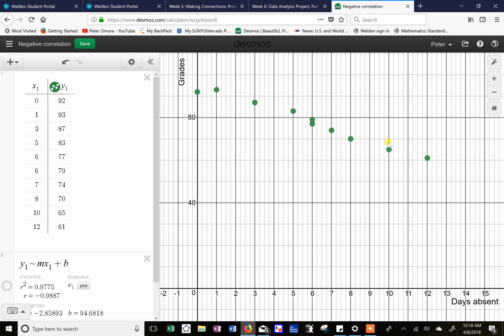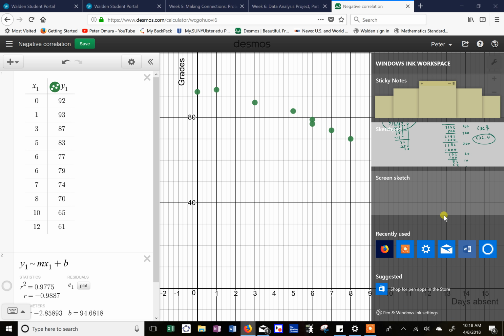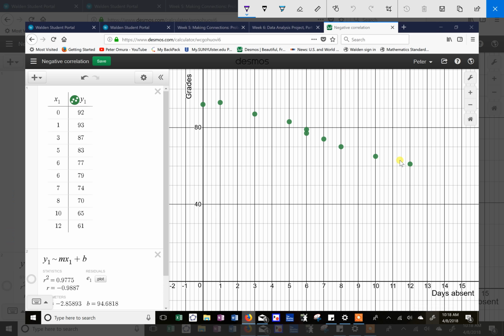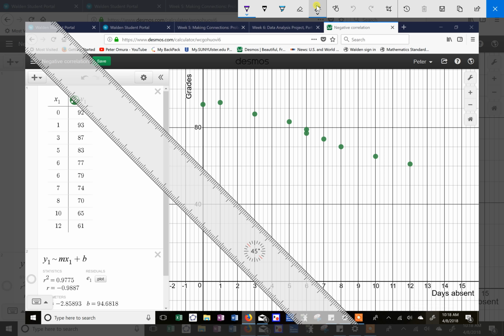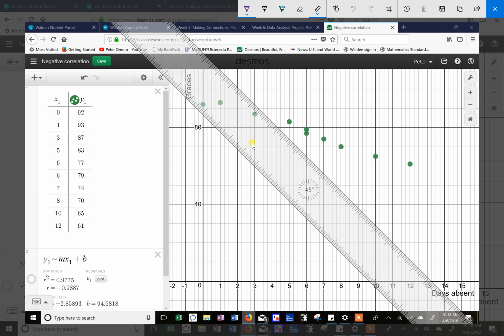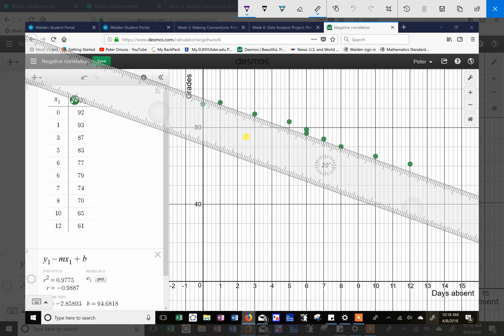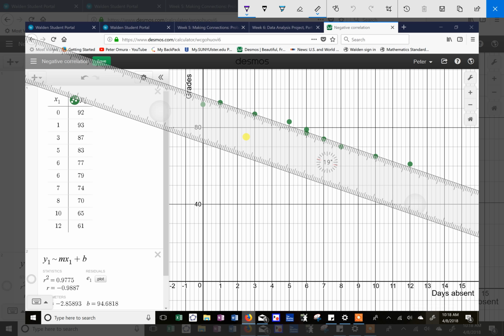And if I were to draw a line of best fit, I'll take a stab at this and just see what it would look like. So I'm going to go and grab my ruler again. Let's see, this looks pretty... Oh, oops. It just moved. You know, that looks fine anyway.